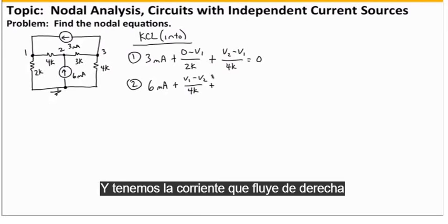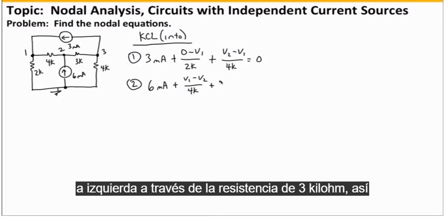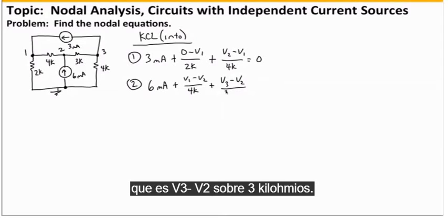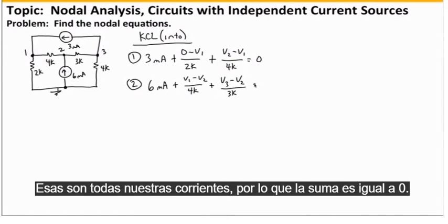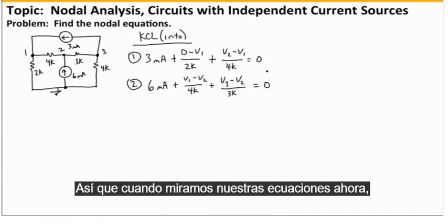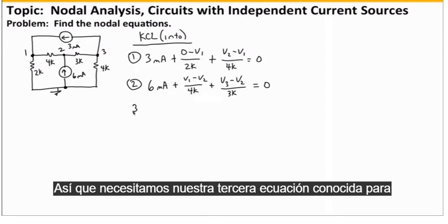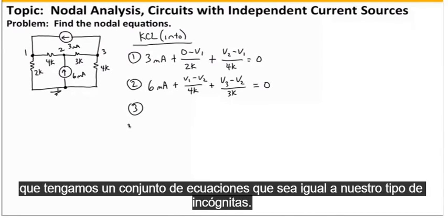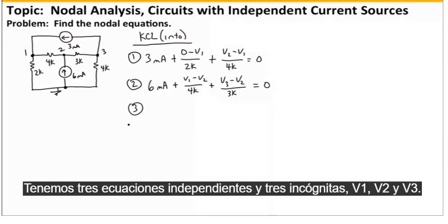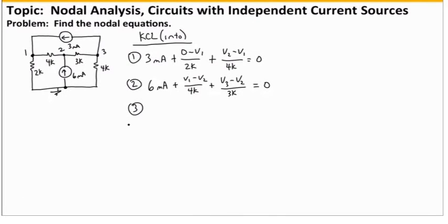And we have the current flowing from right to left through the 3 kilo ohm resistor. So that's V3 minus V2 over 3 kilo ohms. That's all of our currents, so the sum is equal to 0. So we look at our equations now. We have two equations and three unknowns, V1, V2, and V3. So we need our third nodal equation so that we have a set of equations which equals our set of unknowns. We have three independent equations and three unknowns, V1, V2, and V3.